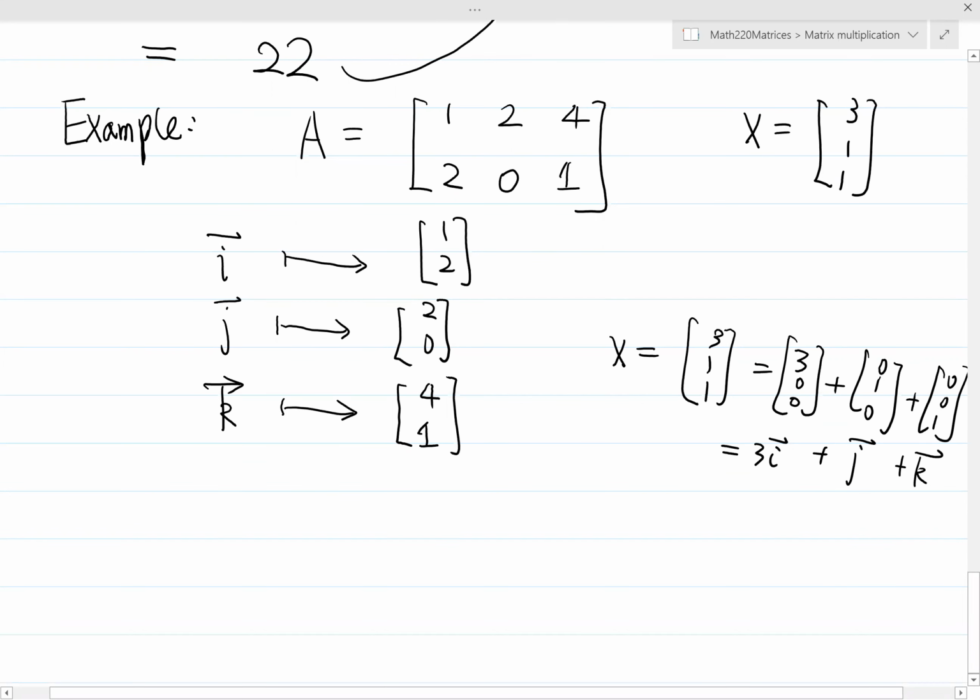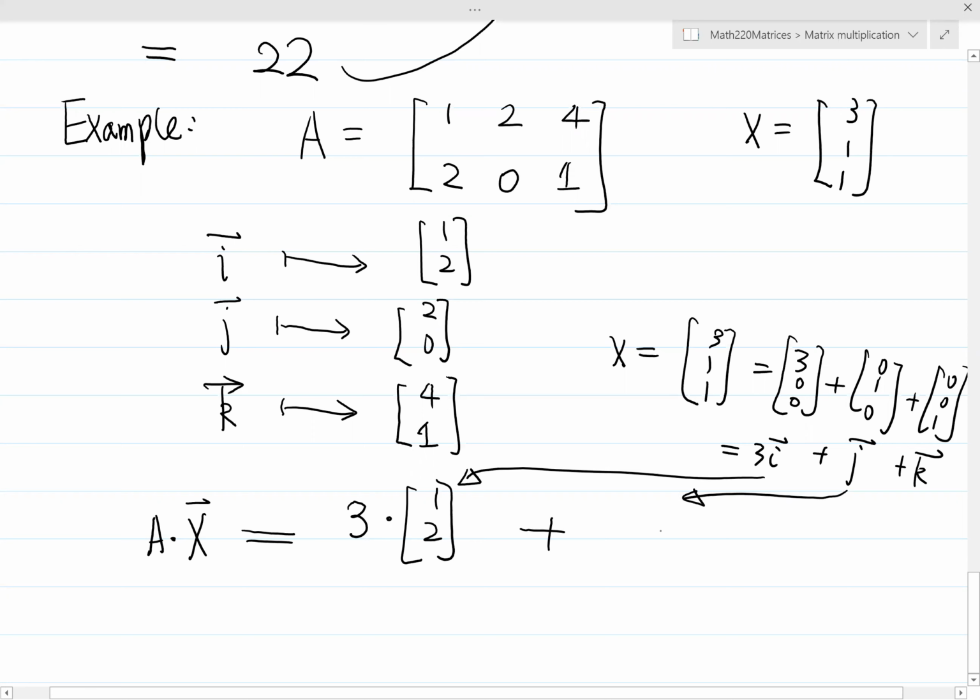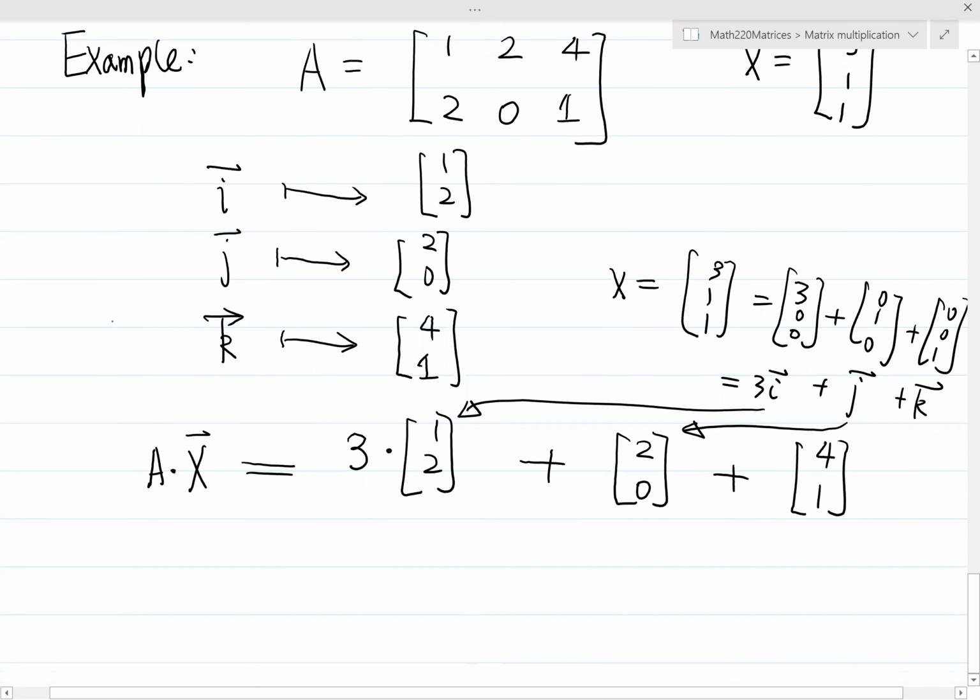Okay, now under this operation, A acting on the vector x, what output should we get? The i goes to the first column. Now j gets the second column. The coefficient of j is 1, so we get just 1 times the second column of A. Now k: the coefficient of k is 1, so it's the third column. So we add them together.